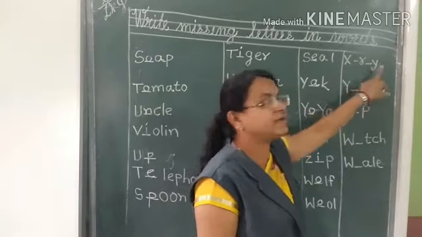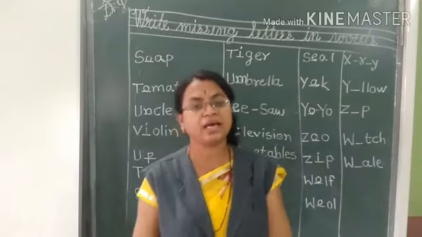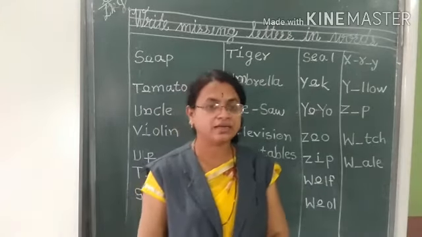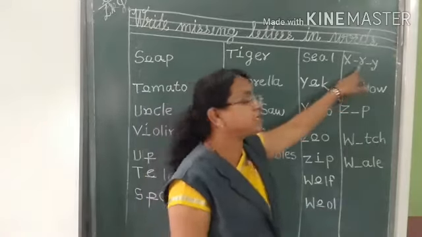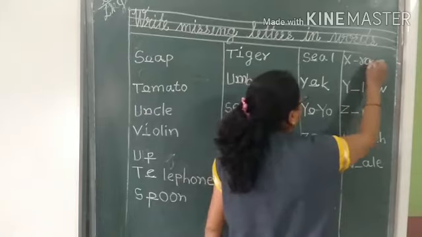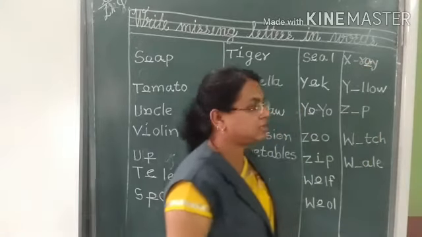X, R, D. Missing after R, A letter. Which letter is missing? A letter. So you write A. X-R-A-Y. X-ray.